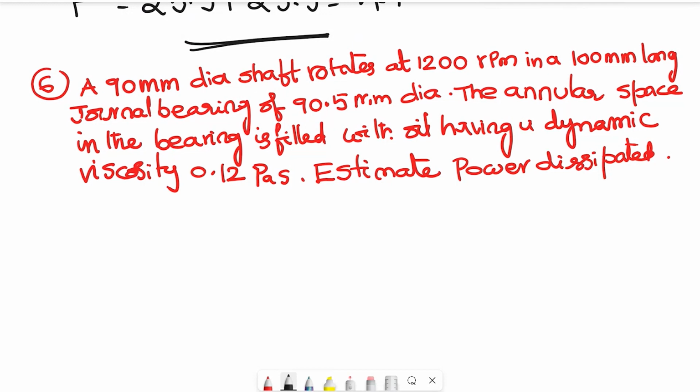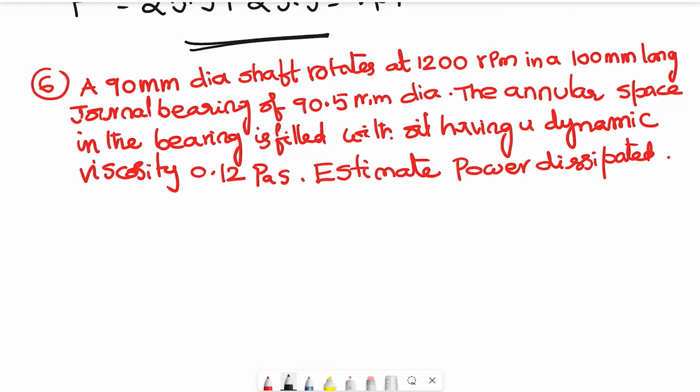But in the second problem, I have given it in terms of RPM. So when RPM is given, you should first find out omega, the angular velocity. Angular velocity is how much? 2 pi n by 60. Once angular velocity is obtained, the tangential velocity is equal to r omega. That we need to check out.